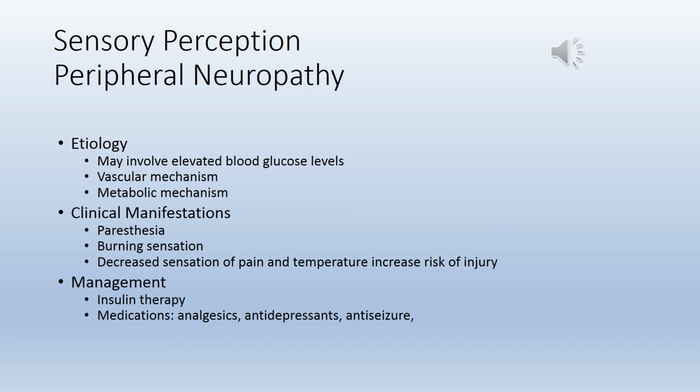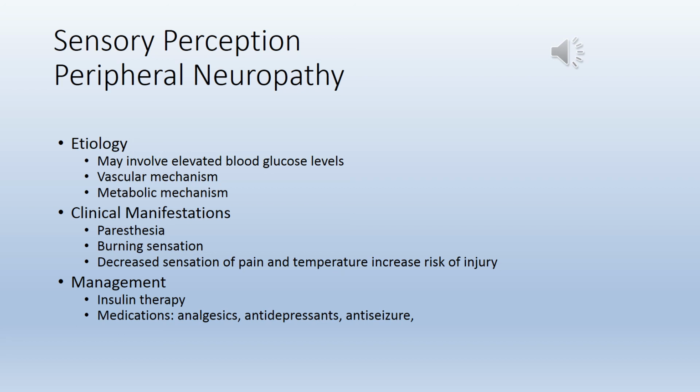The etiology of neuropathy may involve elevated blood glucose levels over a period of years. Control of blood glucose levels to normal or near normal levels decreases the incidence of neuropathy. The pathogenesis of neuropathy may be attributed to either a vascular or metabolic mechanism or both.